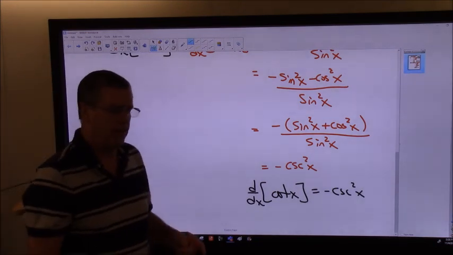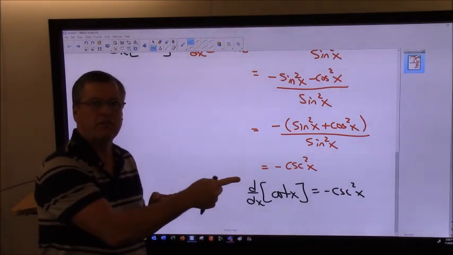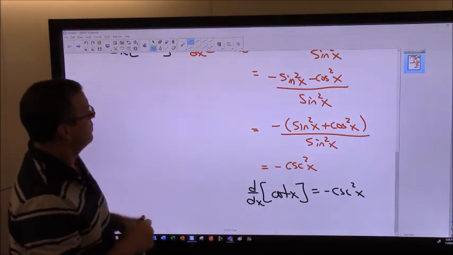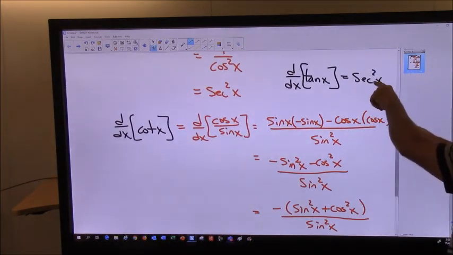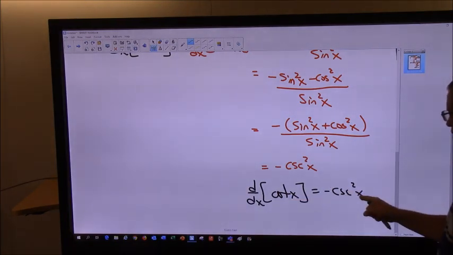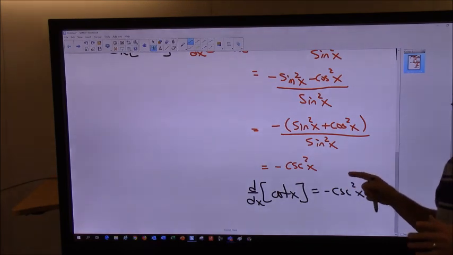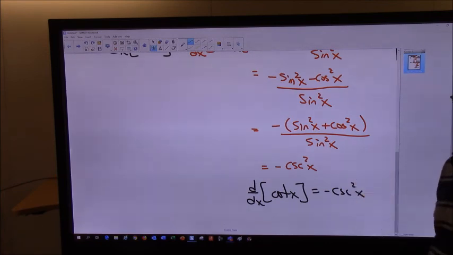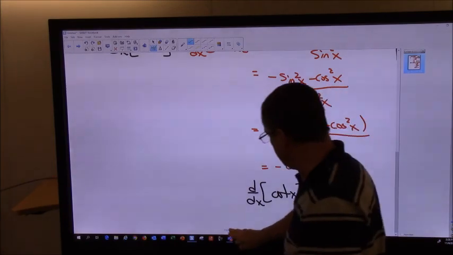So if you think about it, take the derivative of sine, it's a cosine. Take the derivative of cosine, it's a negative sine. Take the derivative of a tangent, you get secant squared. Take a derivative of cotangent, you get a negative cosecant squared. So I feel like if we can figure out the derivative of a secant, we can probably assume we know the derivative of a cosecant. So let's try that.